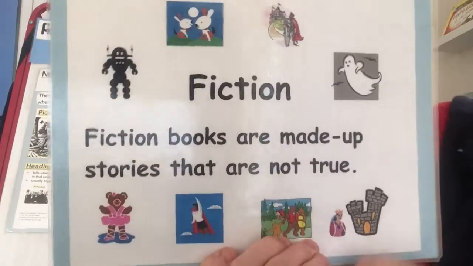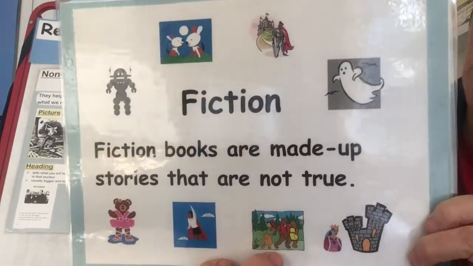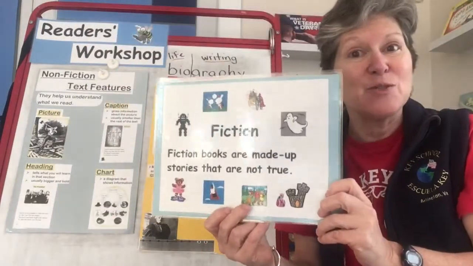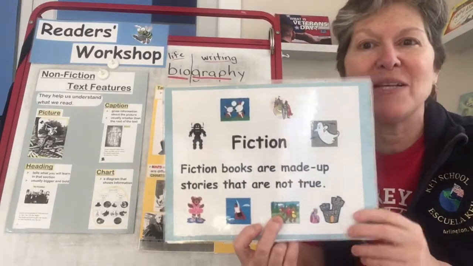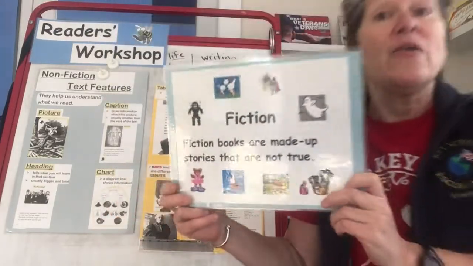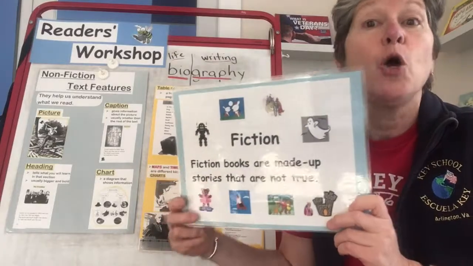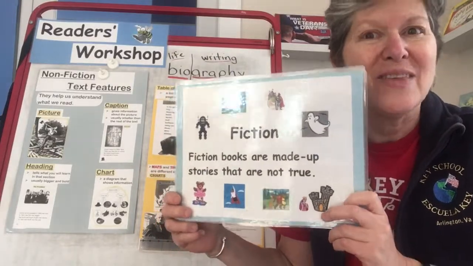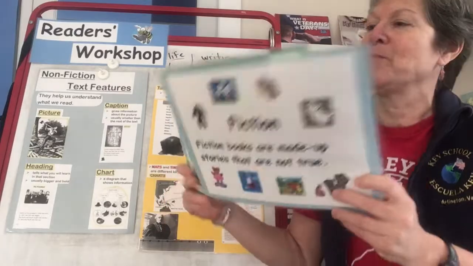Fiction. So fiction books are made up stories that are not true. And there could be a lot of different kinds of stories. There can be fairy tales or mysteries or fantasies or stories that happen in space. But basically they are made up and they are not true. They could also seem like they could be true. There's a kind of fiction called realistic fiction where the things that happen in the story could really happen, but they are still made up.